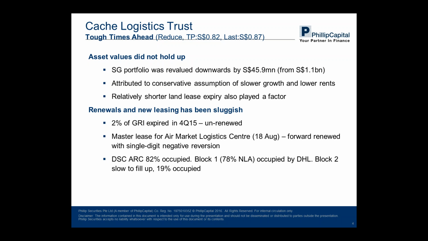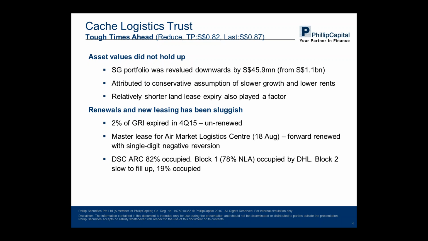The other thing is that the master lease for Air Market Logistics Centre, which is due on 18 August this year, 2016, was forward renewed with a single-digit negative reversion. This is also in line with what's going on in the sector at the moment. For example, if you follow Sabana REIT as well, they had some master leases that were renewed, and these master leases were also renewed with negative rental reversion.